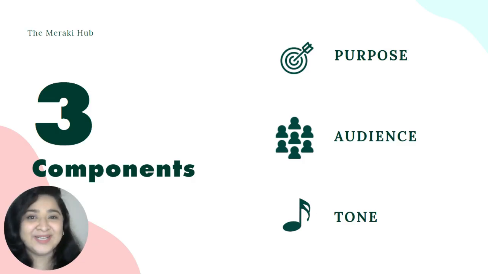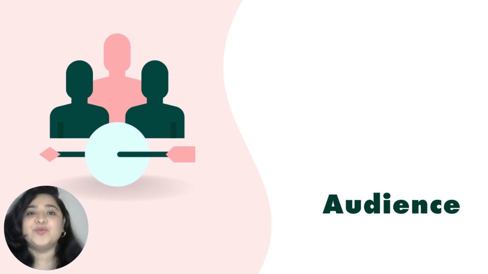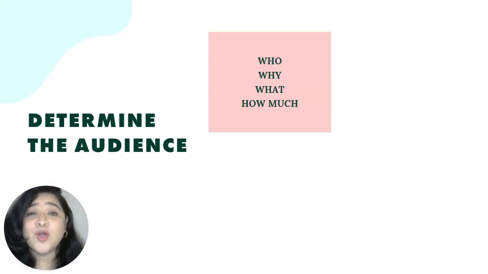So let's move on to our second component, which is audience. Now, what exactly do we need to understand from this component? It's very, very simple. Our audience plays a major role when it comes to our writing. The way we write is always dependent on who we are writing to. Therefore, we need to determine our audience, who they are, why they need this information, what they need to know, and how much they actually need to know in terms of your message.